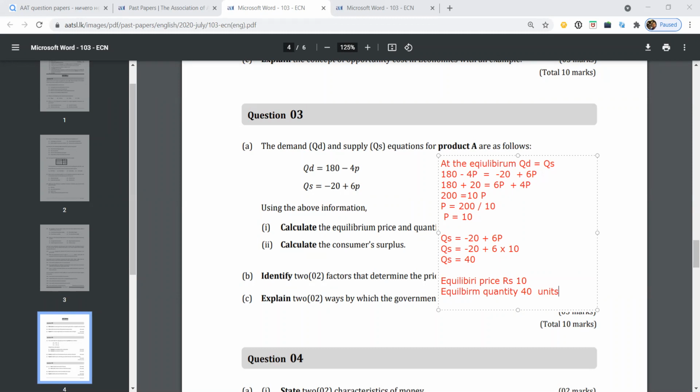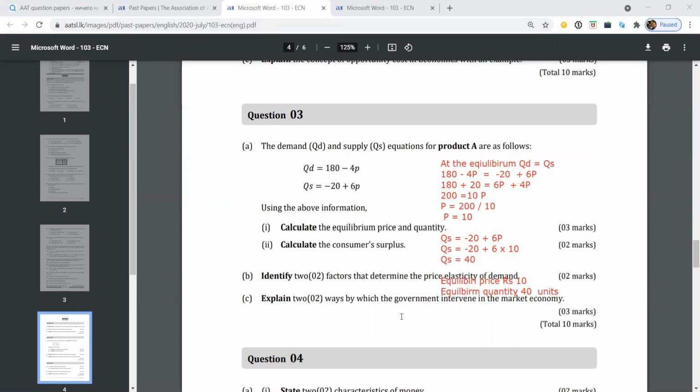Equilibrium price, equilibrium quantity. When the demand and supply are equal, we can calculate equilibrium price and quantity. When we simplify these equations, finally quantity is found in this way. We can substitute equilibrium price into either formula, QD or QS, right?